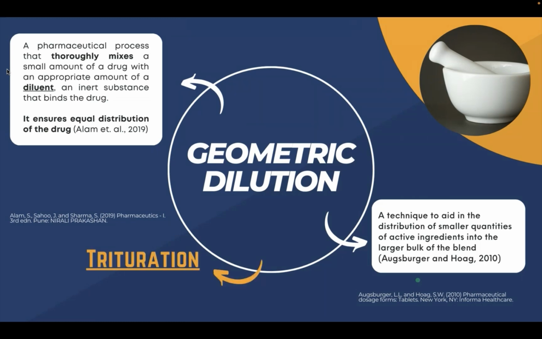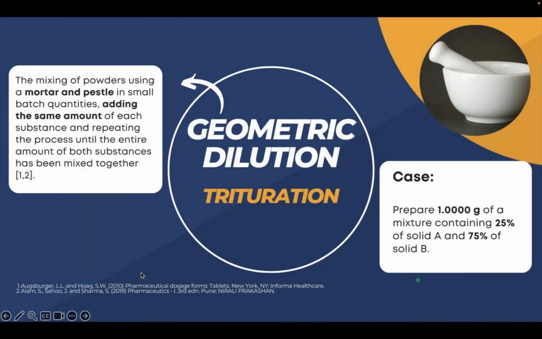One of the most commonly used geometric dilution methods is trituration. Trituration is the mixing of powders using mortar and pestle in small batch quantities, adding the same amount of each substance and repeating the process until the entire amount of both substances have been mixed together.